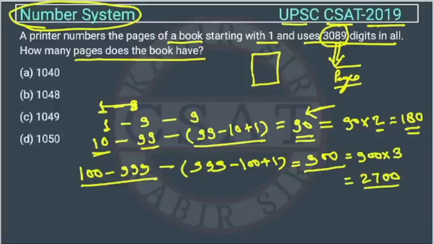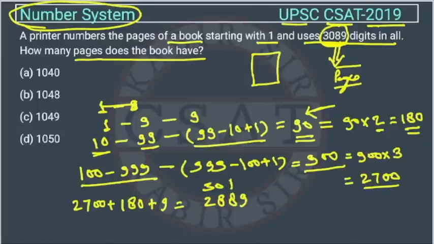Now we have reached near 3089, right? So how much is the difference? 2700 plus 180 plus 9, right? So this will become 2889, right? Now we will deduct this from 3089 because we want to know how many more digits the printer has to print, right? So this will be 200. So 200 more digits the printer has to print, right?